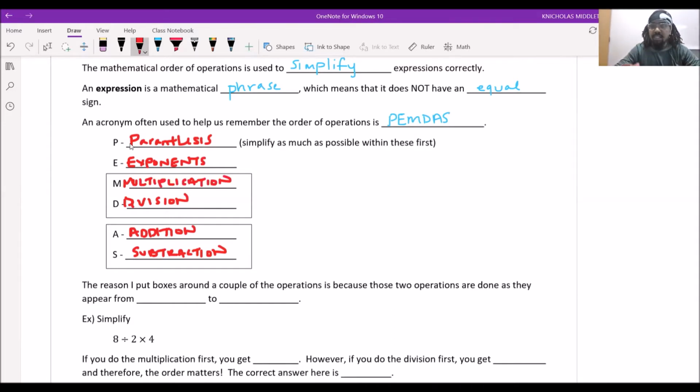That's because with multiplication and division, we don't do all multiplication and then all division. We actually work those from left to right. And the same with addition and subtraction. We don't do all addition and then all subtraction. We work those from left to right. And the reason we do that is because they're the same thing.